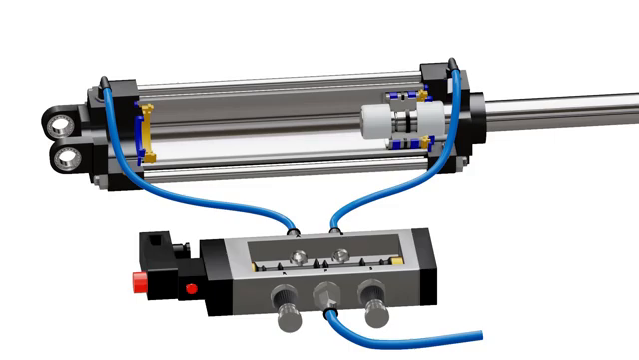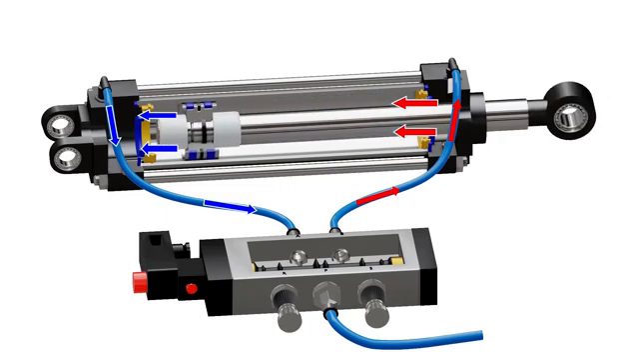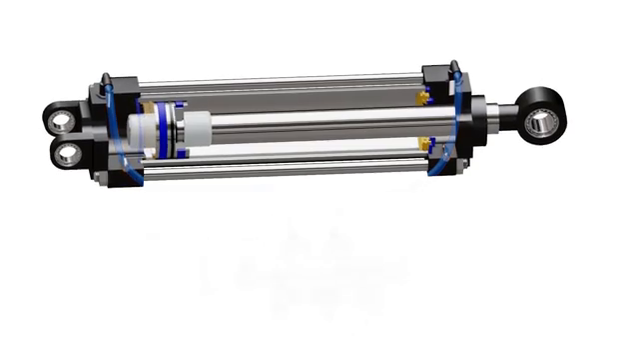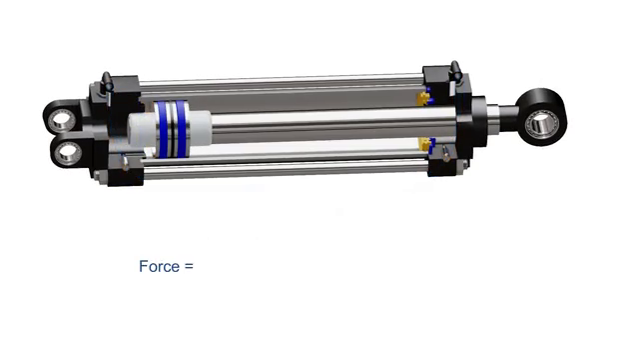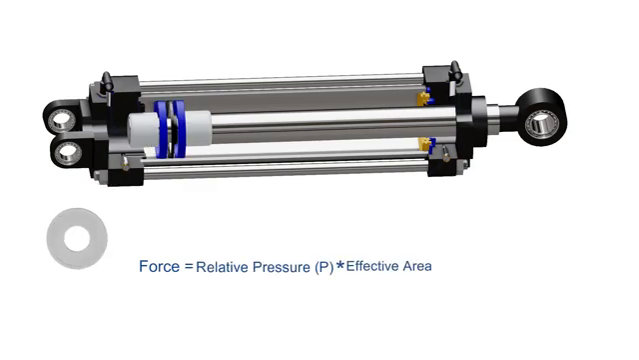During a retraction stroke, the valve directs compressed air to the head end of the cylinder. This causes the piston to return and the air in the other chamber escapes from the exhaust port R. The theoretical force of the actuator is the relative pressure on the piston multiplied by the effective area of the piston on which pressure is exerted. Here the relative pressure is the pressure of supplied air minus the atmospheric pressure.